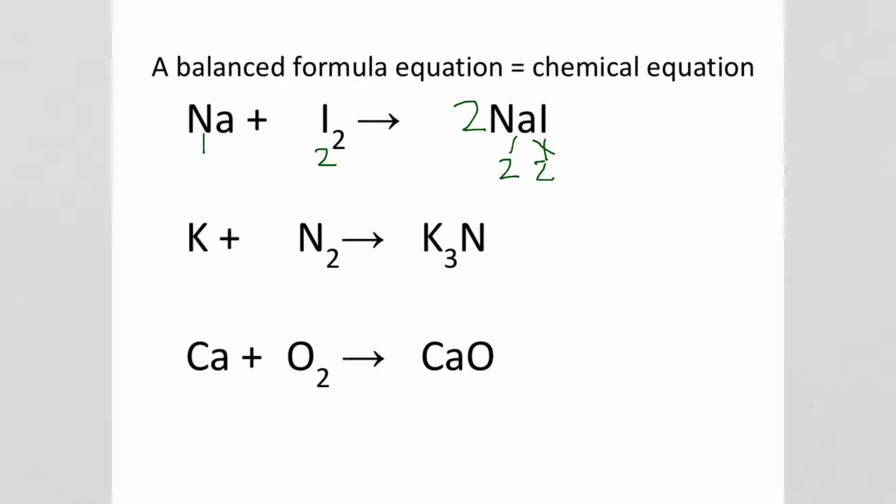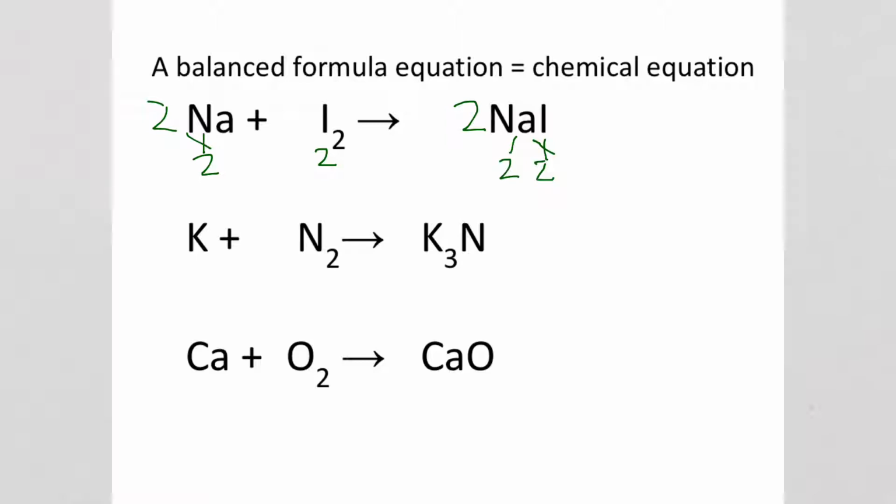However, we don't change the subscripts. We just are counting how many are on the left side, how many on the right side. You can see I'm imbalanced when it comes to the sodium, so I need to put a 2 in front of there in order to have 2 sodiums. So I have 2 sodium on the left, 2 on the right, 2 iodine, 2 iodine. This is now balanced.